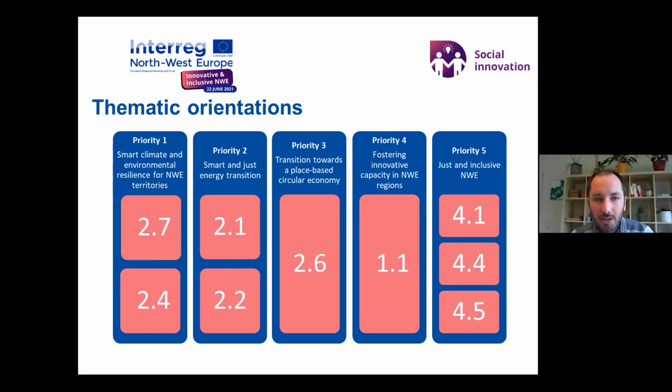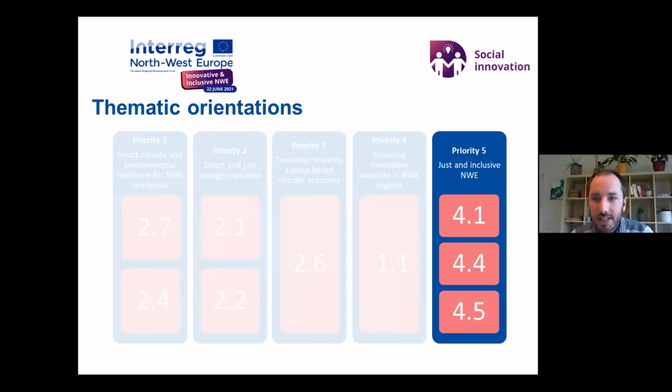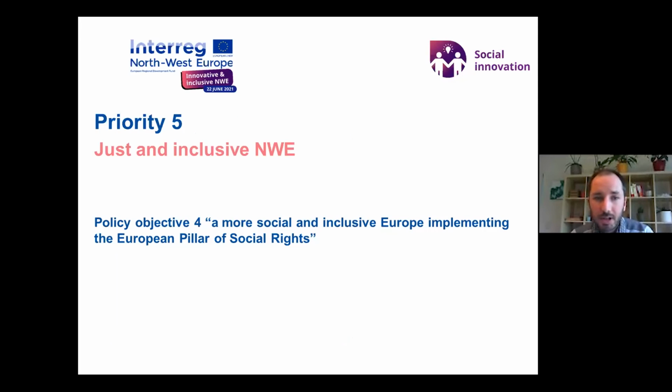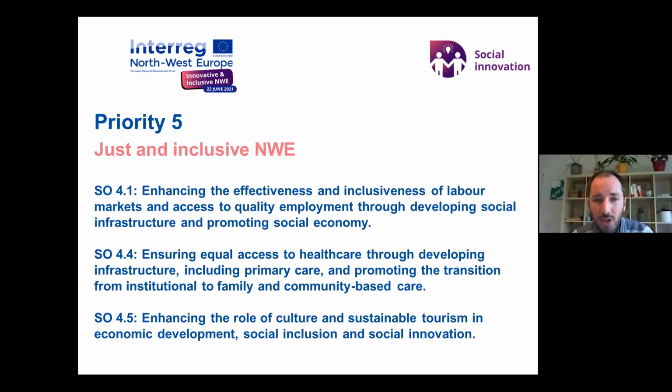Here are the 5 priorities drafted for the future program. And the one related to social innovation would be priority 5, a just and inclusive Northwest Europe. This priority is linked to the policy objective number 4 from the ERDF regulation proposal, which is called a more social and inclusive Europe, implementing the European Pillar of Social Rights that my colleague Irma mentioned earlier. And within this priority, the future program would focus on 3 specific objectives that you can see on the screen. Basically this priority would aim at improving Northwest Europe communities' capacities, skills, and well-being by providing public services and the right conditions to reinforce quality employment, access to health and care, and the potential of tourism and culture.